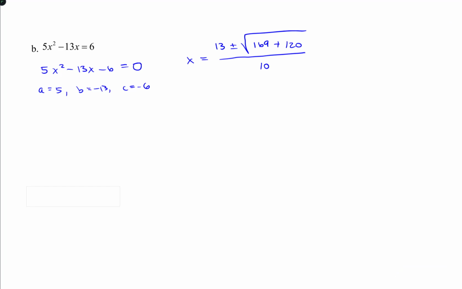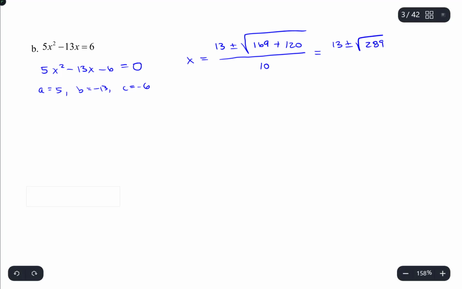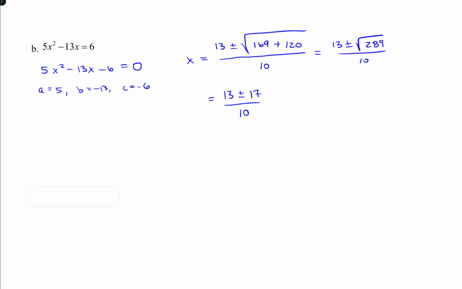Now, here's where the quadratic formula really gets difficult because there's generally a lot of reducing that needs to happen here. So let's see. In this case, the first thing I could do is just add these two numbers together. So 169 and 120, that would be 289. So square root of 289. Now, you may or may not recognize 289 as a perfect square. It actually is. It's 17. And so we have 13 plus or minus 17 all over 10.